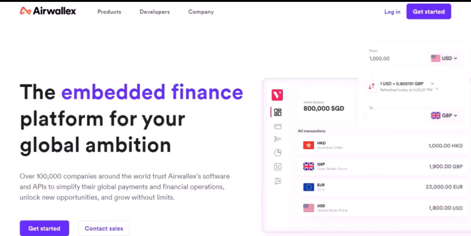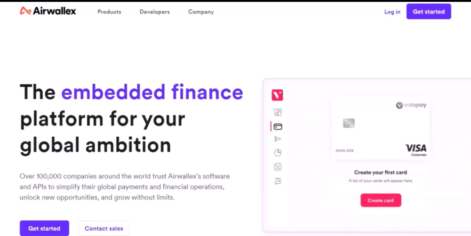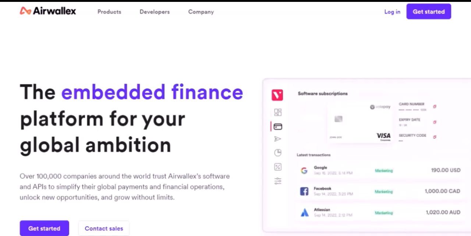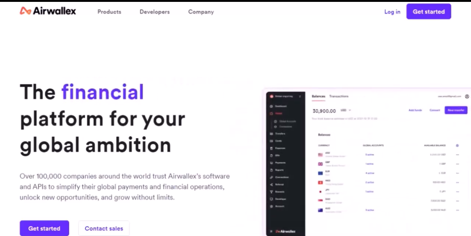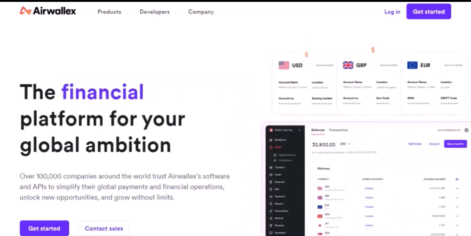Imagine you're an e-commerce business in Nigeria, selling your products to customers in Australia. How do you ensure your customers pay in their local currency, Australian dollars, while you receive the funds in Nigerian naira? This is where Airwallex comes into play.